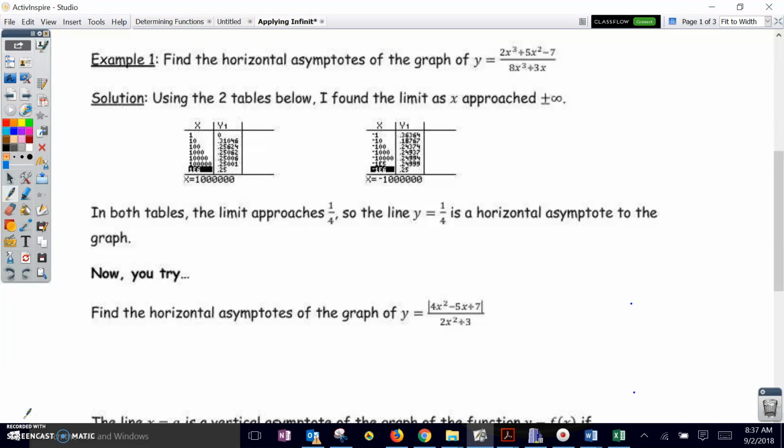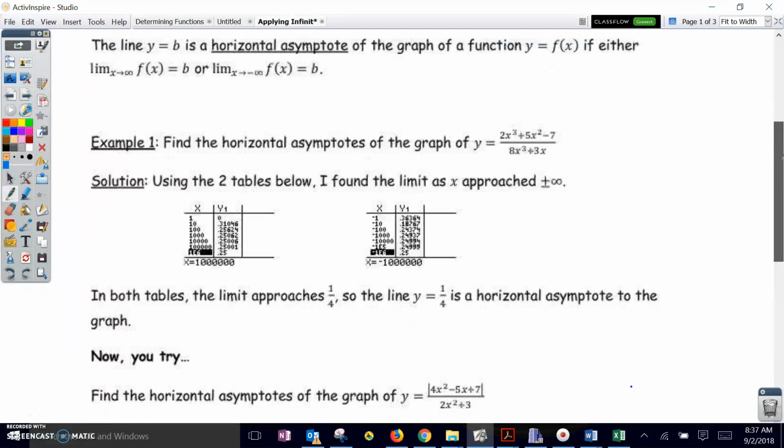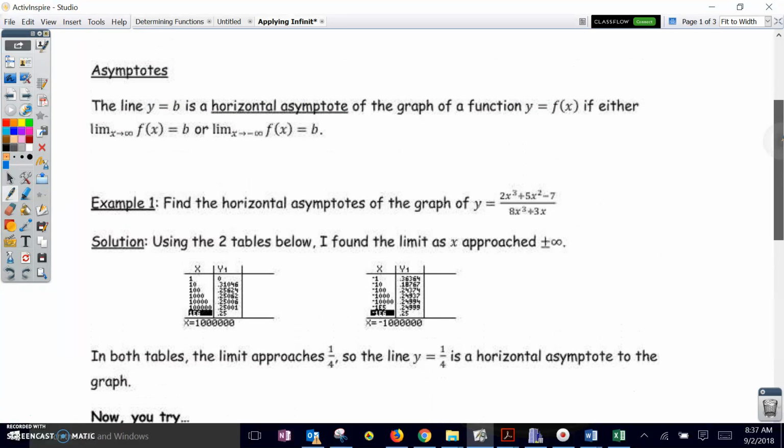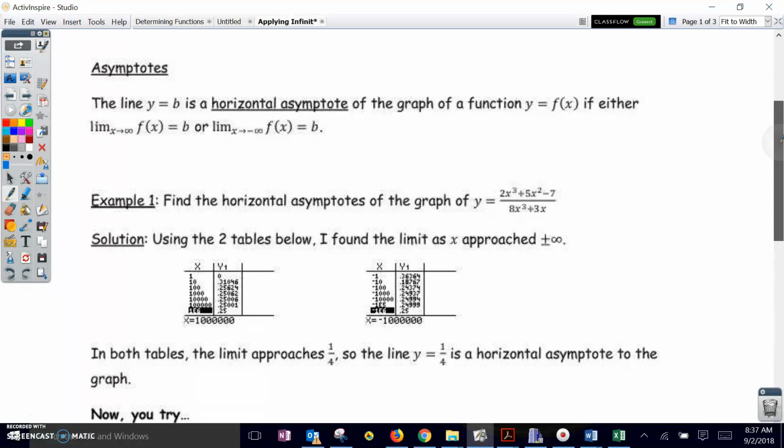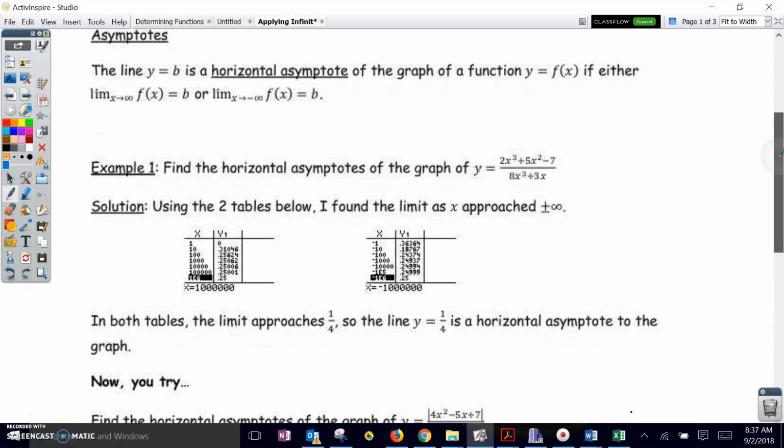All right, today we're going to be applying infinite limits, specifically in the concepts of finding asymptotes. We start first by looking at the horizontal asymptotes of the graph. If you look through the notes in the very beginning of this, you see that we get a horizontal asymptote for every limit as x approaches infinity or limit as x approaches negative infinity for a function.